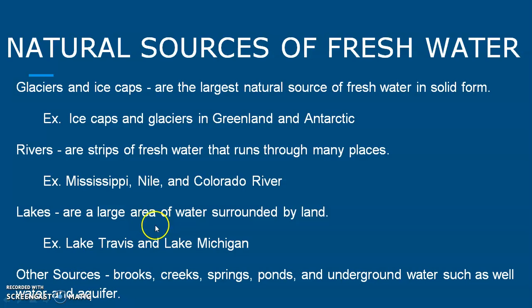Lakes are a large area of water surrounded by land. Examples are Lake Travis and Lake Michigan. Other sources of fresh water include brooks, creeks, springs, ponds, and underground water such as well water and aquifers.